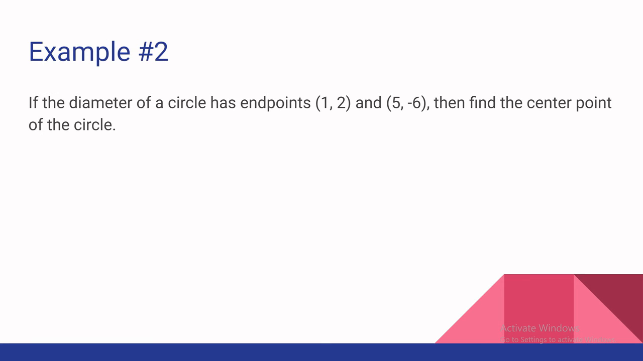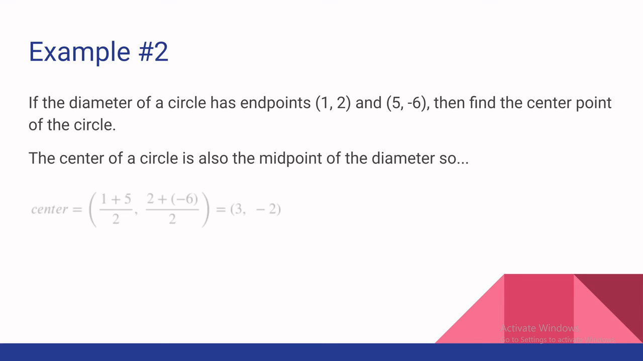Here is a second example. It's not exactly finding the equation. However, if the diameter of a circle has endpoints (1, 2) and (5, negative 6), then find the center point of the circle. If you imagine the diameter of a circle being twice that of the radius, we know that the center of the circle will just be the center point of the diameter. So, the center will be equal to ((1 plus 5) over 2, (2 plus negative 6) over 2), translating into (3, negative 2). So, this is a clever implementation of the midpoint formula.